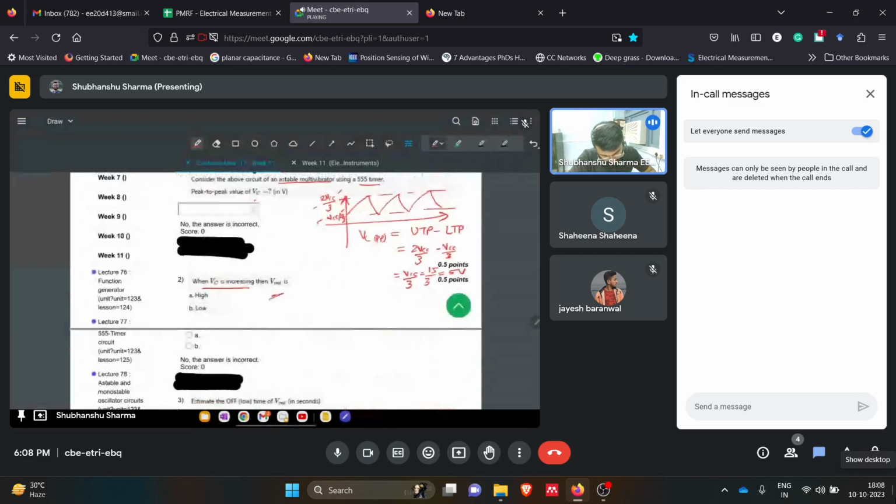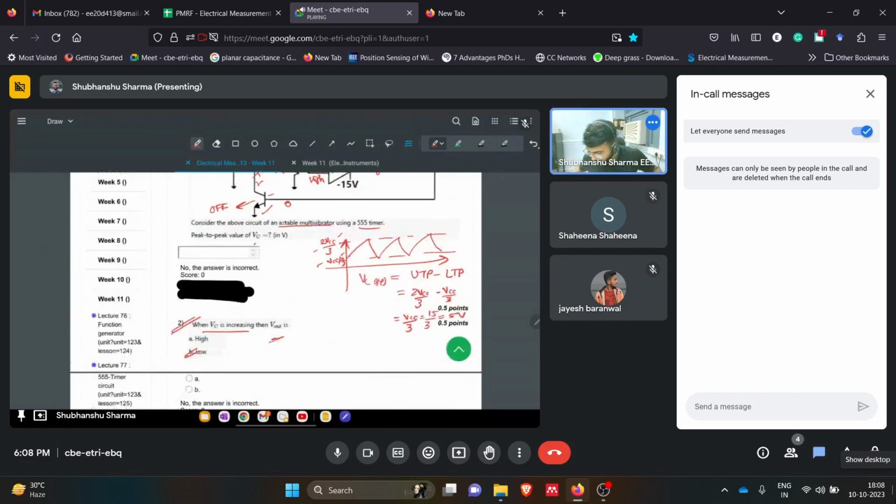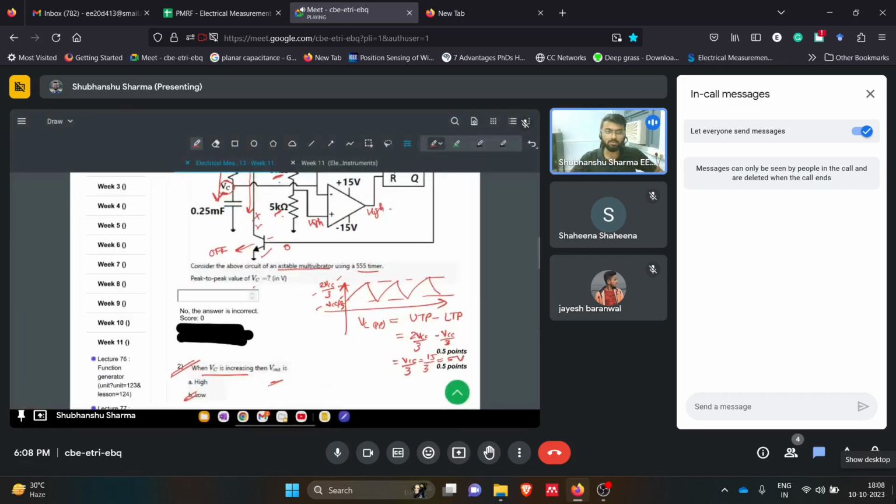So ultimately, VC should be low in order to increase it. V out should be low in order to increase the VC voltage. So this is also quite logical. So even if you just remember the concept, you can answer this.